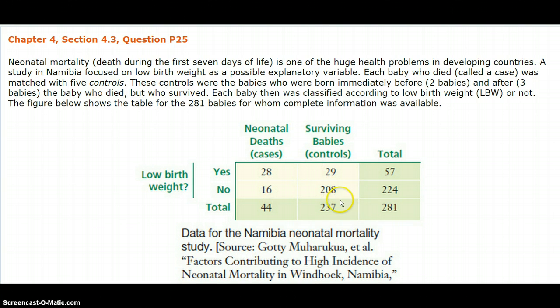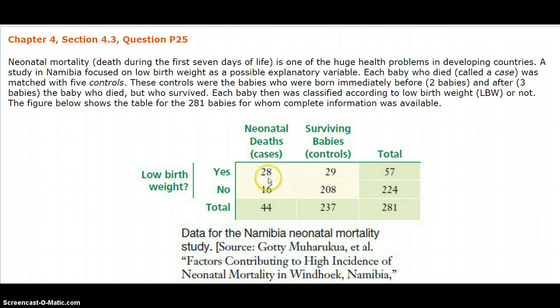So with these 281 babies, let's get a sense of what this chart is. Now, in a lot of these types of classification tables, we have totals in both directions, and the total number will be at the bottom right of the chart. So there's that 281 that we're seeing in the total babies. So we see here, what's this 44? Again, these are the 44 babies who died. Of those 44 babies who died, 28 had low birth weight and 16 did not have low birth weight.